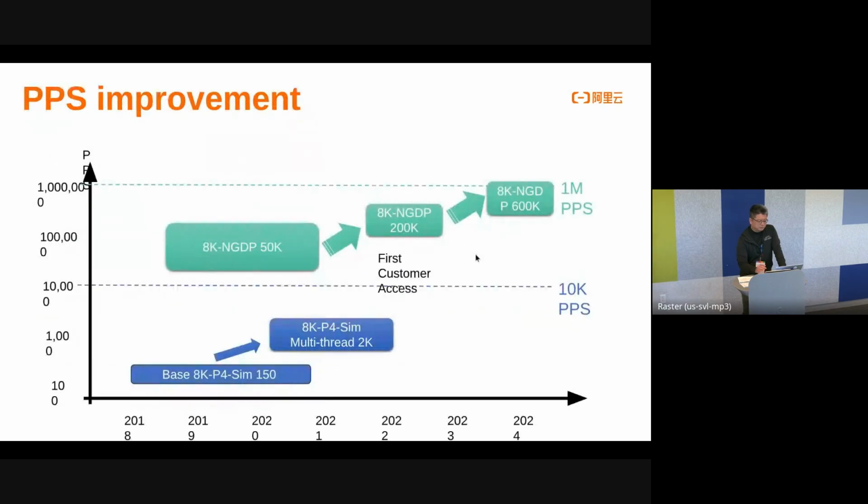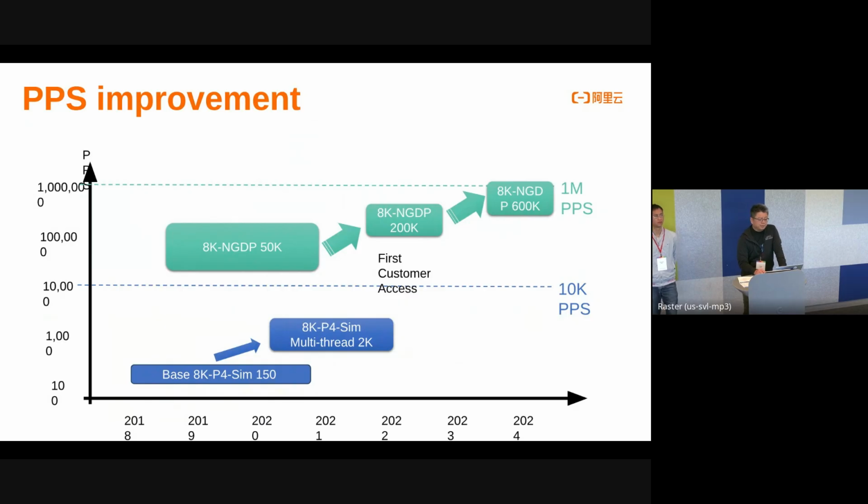So here are some PPS numbers. Originally, at the beginning of the project, we had a base AK P4 SIM. That is for P4 development. It has all these debugging features and a very good tool, a very good simulator. But it's very slow, about 150 packets per second. So this is not enough for our system level simulation.